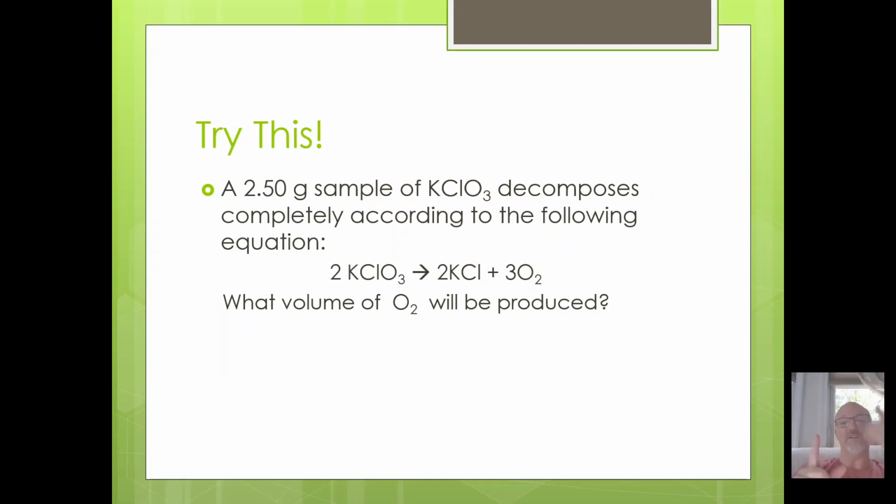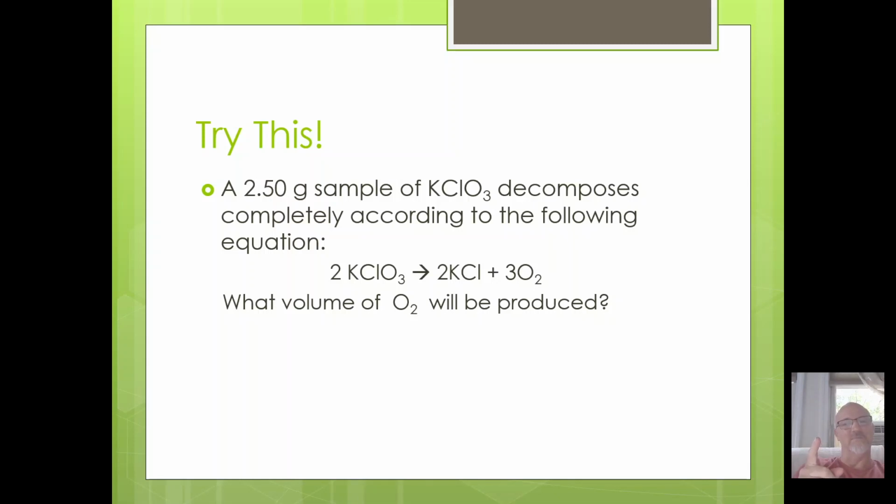Again, here's an example for you to try. I balanced the equation for you. If I give you 2.5 grams of potassium chlorate, a solid rocket chemical, because it produces oxygen, so as it decomposes, it produces oxygen. And you see the values there for the balanced equation. So if you start with 2.5 grams of KClO3, what volume?